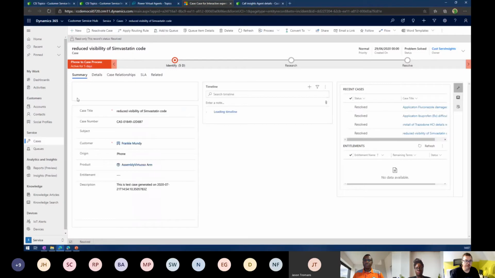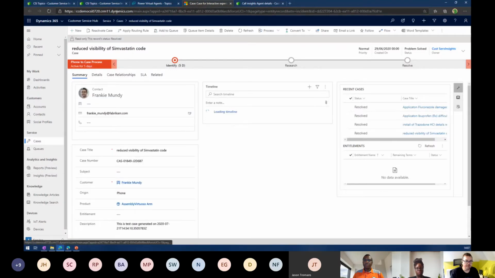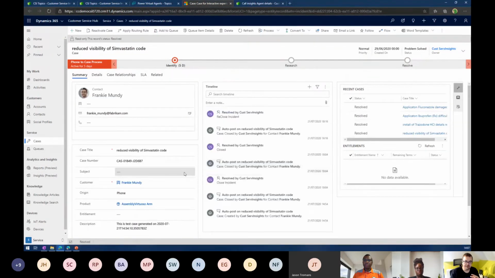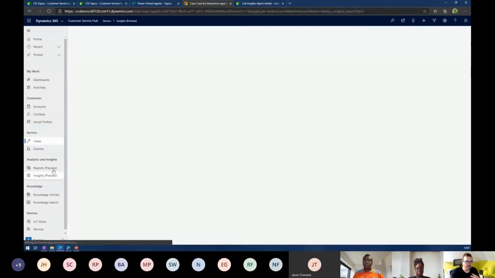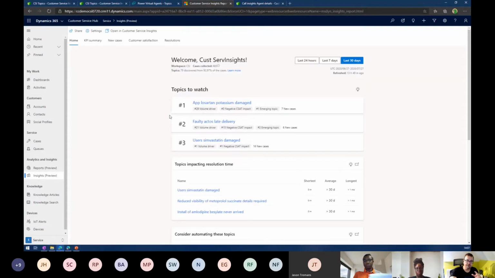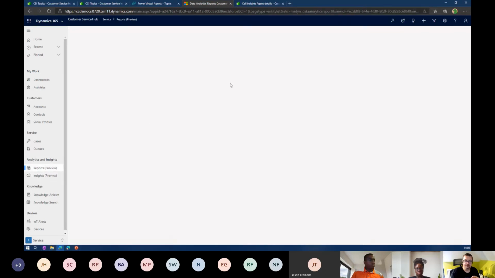Finally, I just wanted to show you within our Dynamics solution, this was the case that we had earlier. We've got analytics and insights that you can configure here. And this is just bringing that insights dashboard into Dynamics so that a customer service agent can do it in one step. And we've also got reports here, which allow you to share these reports with colleagues or agents as well, once it loads.